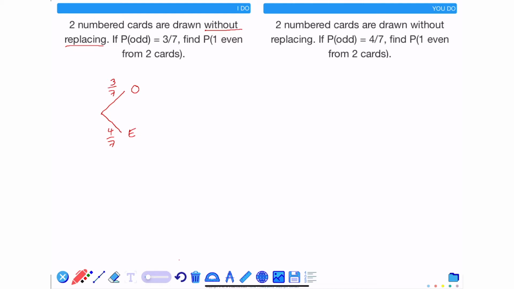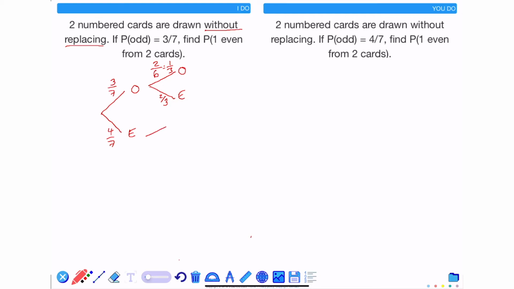A second card must be drawn. So this could be an odd number. Now, since the cards are not being replaced, the number of odd numbers has now been decreased by 1. The total number of cards has been decreased by 1. So my probability is equal to 1/3. This means that the probability of an even number is now 1 take away a third, which is 2/3.